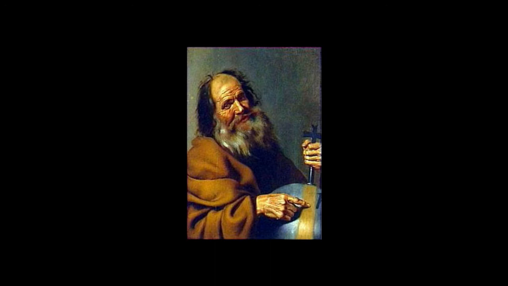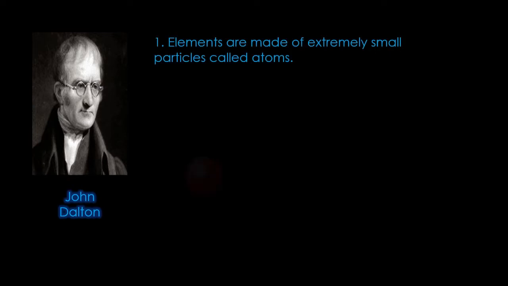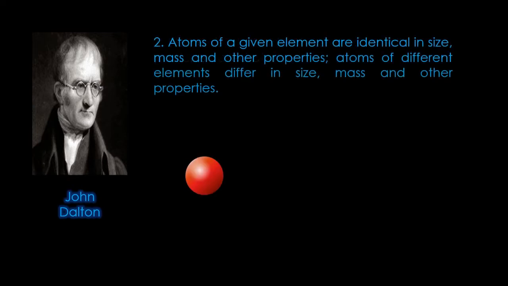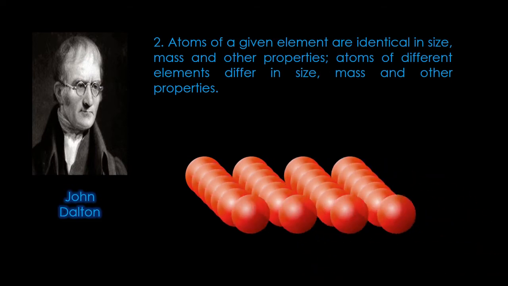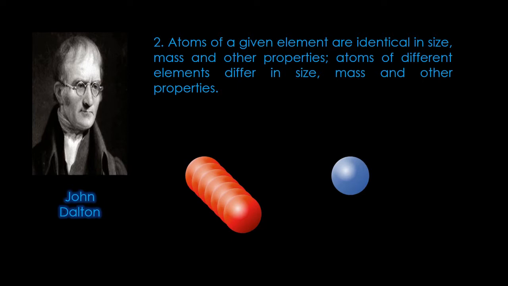Although Democritus had the basic concept correct, the real theory about the atom and its properties was devised by Sir John Dalton. He expressed his theory as this. 1. Elements are made of extremely small particles called atoms. 2. Atoms of an element are identical in size, mass, and other properties. Atoms of different elements vary in size, mass, and other properties.